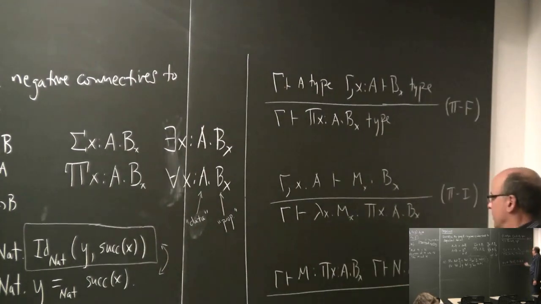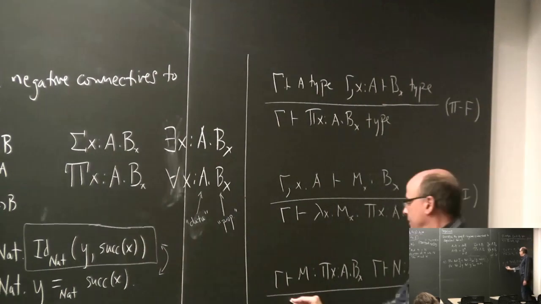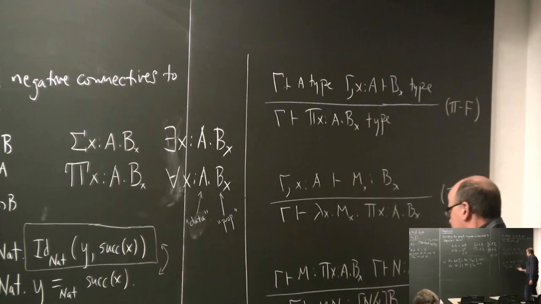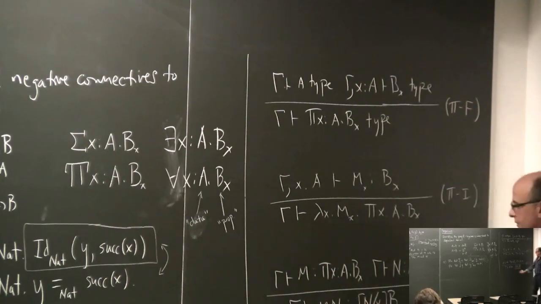If you give me a function and a particular argument, then its application is such that the type varies with the argument. Whatever the argument is, the type gets to know what that argument is, and you plug it in. So you can see that here.